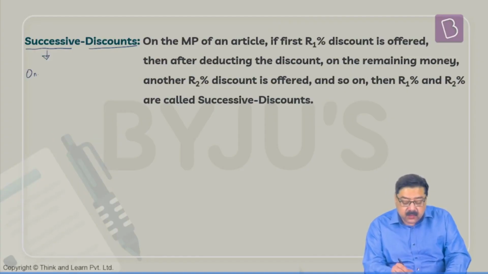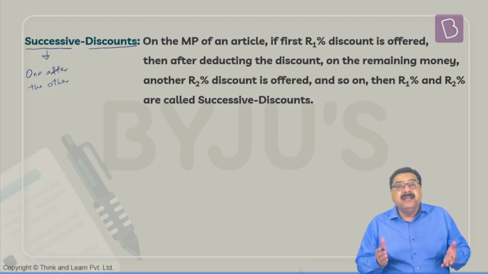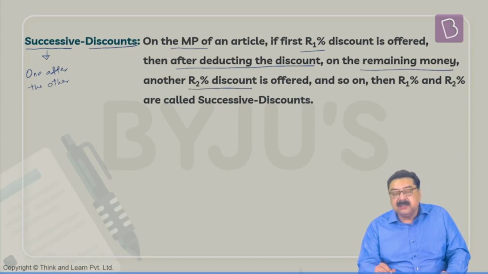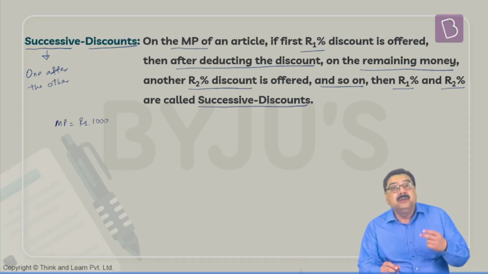Successive discounts. Now, what does the term successive mean? It means one after the other. So when you are given discounts one after the other, then you have been given successive discounts. So on the marked price of an article, if first R1% discount is offered, then after deducting the discount, on the remaining money, another R2% discount is offered, and so on, then R1% and R2% are called successive discounts. So taking the same example, let us say that the marked price of a shirt is rupees 1000 and on that two discounts are offered.